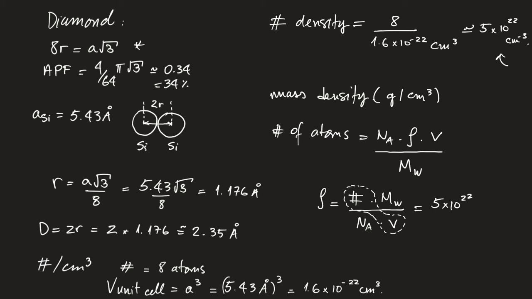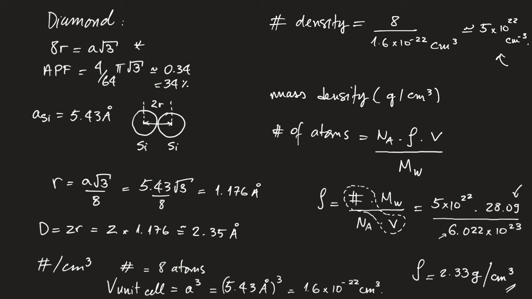exactly the number that we calculated before, and then it's 5.2 times 28.09. This is the molar weight of silicon, over 6.02223. This is the Avogadro number. Then the mass density will be approximately 2.33 grams per centimeter cubed.